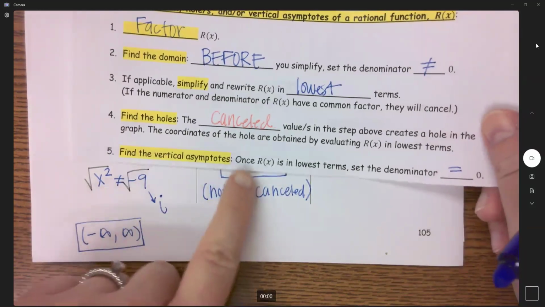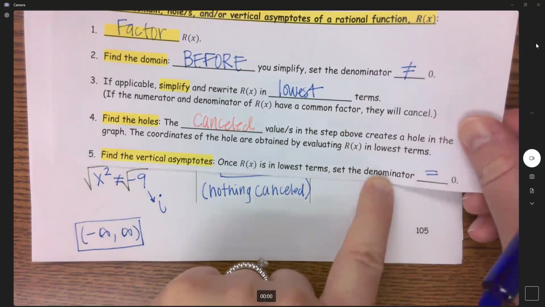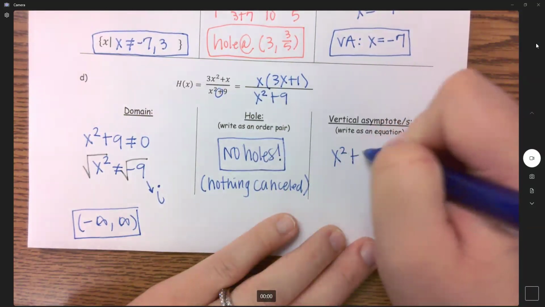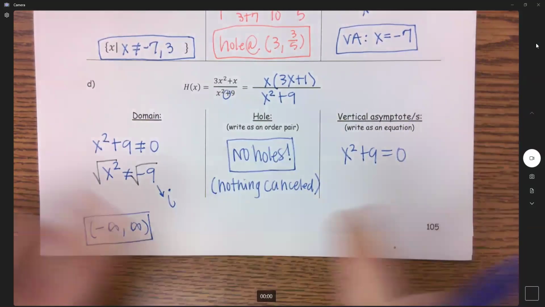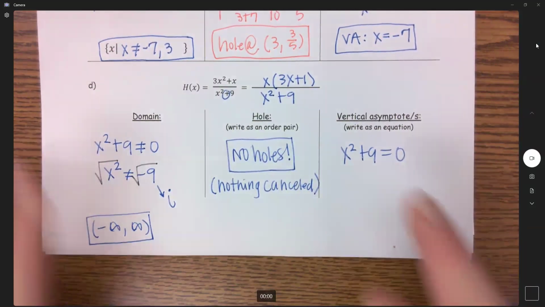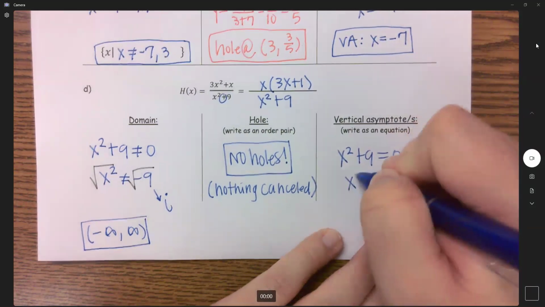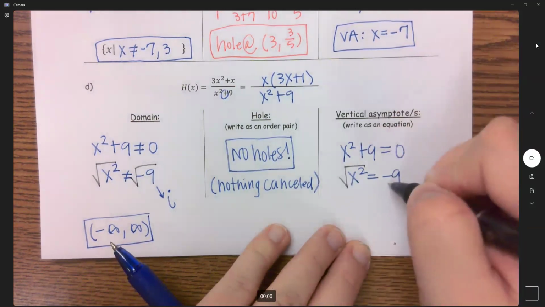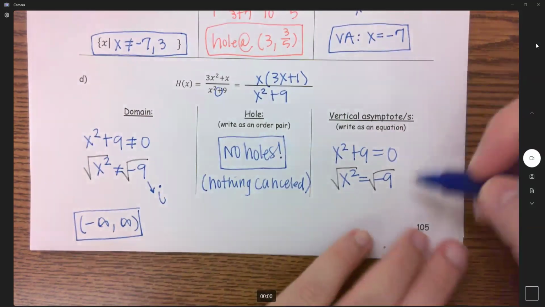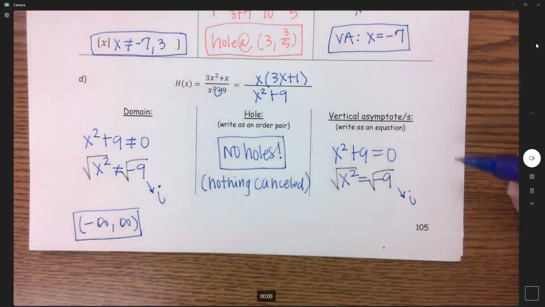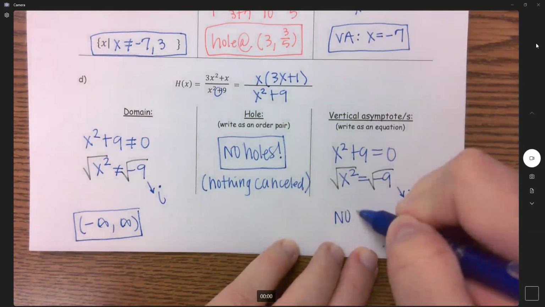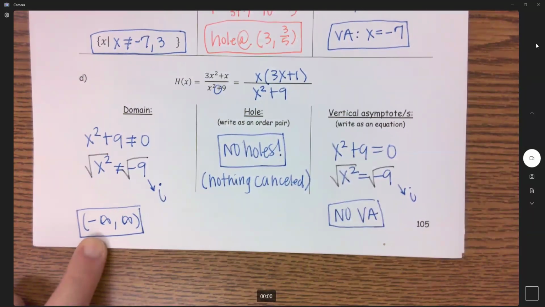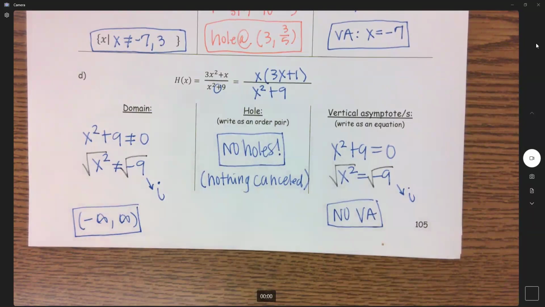So then lastly, once r of x is in lowest terms, set the denominator to equal 0. My denominator is x squared plus 9. When you set it to equal 0, it's the exact same thing that we just did here, right? Subtract your 9 over. Opposite of squaring x is to take the square root. And because I get an imaginary answer here, this means I have no vertical asymptotes. So if your domain is all real numbers, it means you have no holes and no vertical asymptotes.